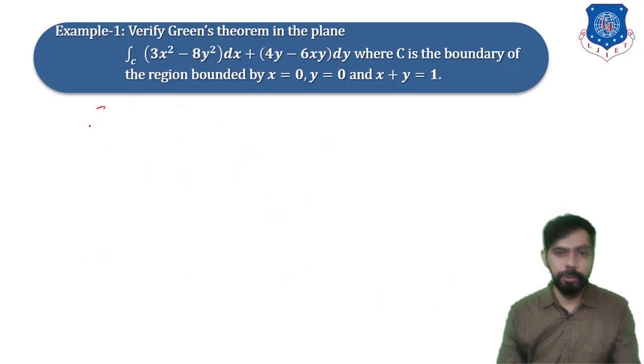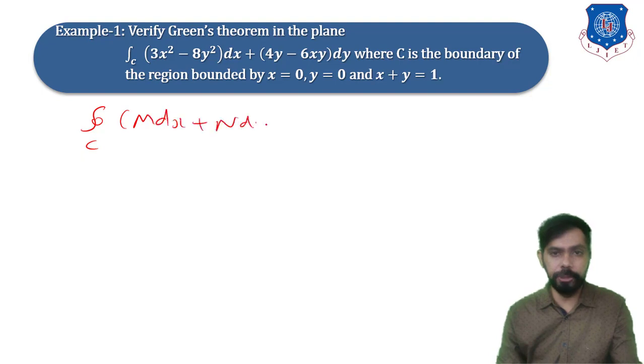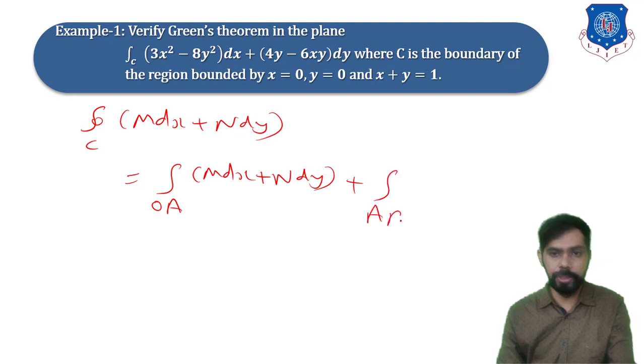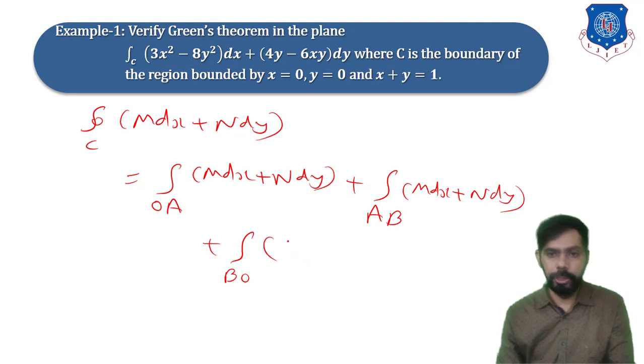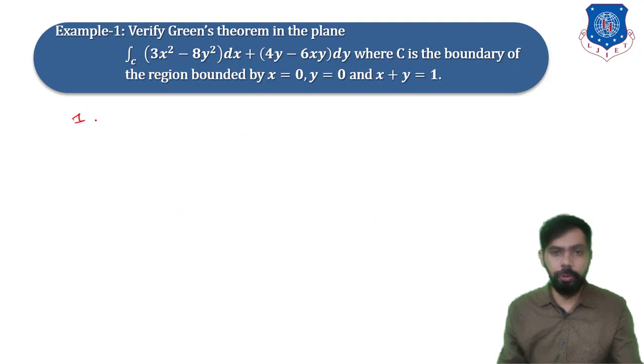Single integration over closed curve C of M dx plus N dy is equal to, first we are considering the path OA, that is M dx plus N dy, then plus path AB, that is M dx plus N dy, then path BO, that is M dx plus N dy. So first of all we will consider the first path, that is along OA.